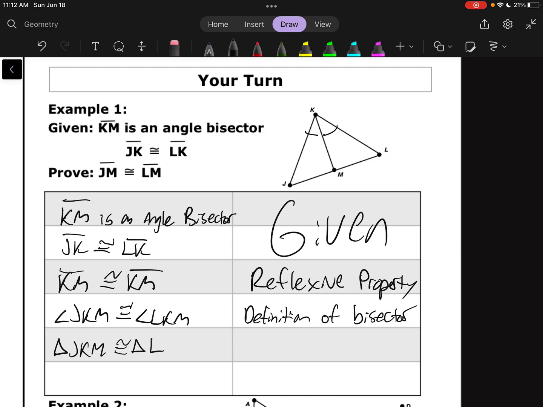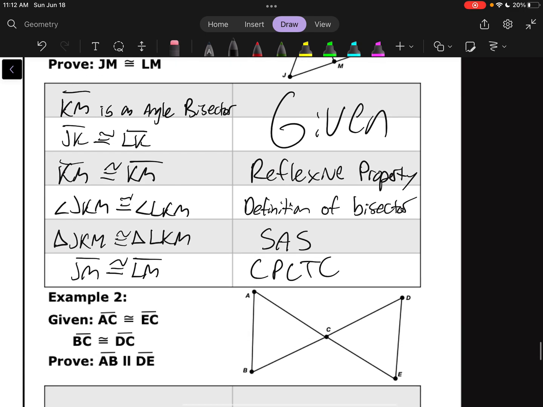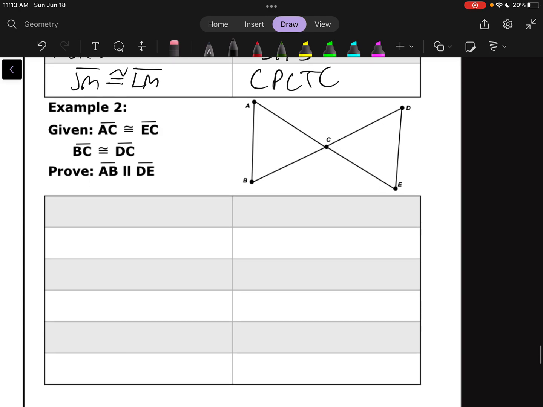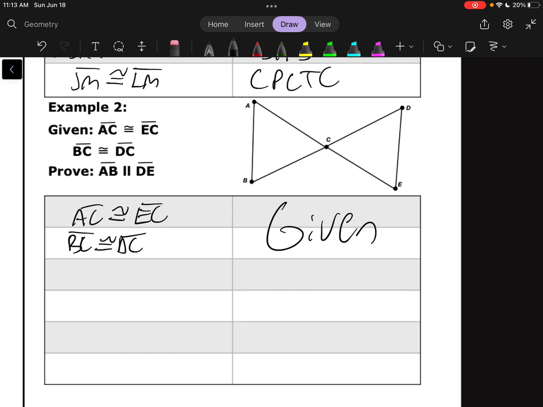is congruent to triangle LKM by... I haven't been marking my diagram, I'm sorry. That'd be by side angle side. And then we can officially say that JM is congruent to LM by CPCTC. Not too bad. And then this last one, we've got AC congruent to EC and BC congruent to DC. Both of those are given.